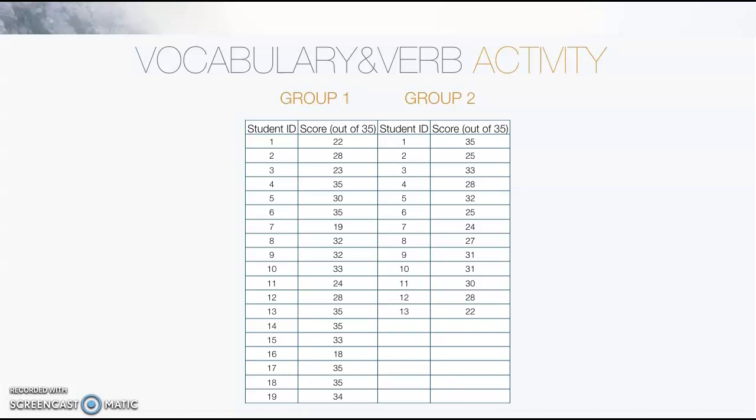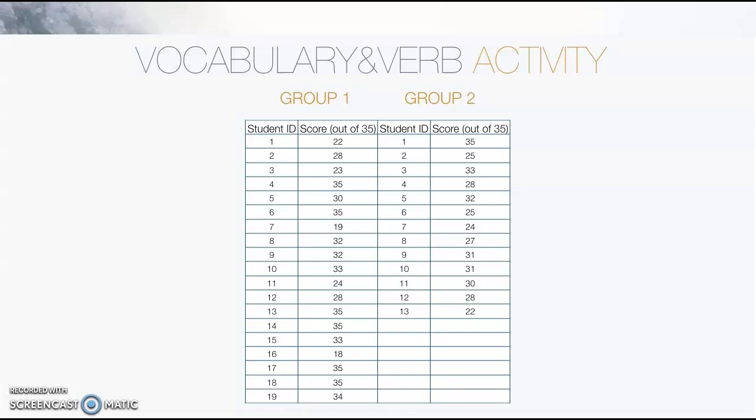So this is my data that I collected from a verb and vocabulary activity. The scores are out of 35, and this is based on 2 of my classes. Those are my level 1 classes. In one class I have 19 students, and in the other I have 13.